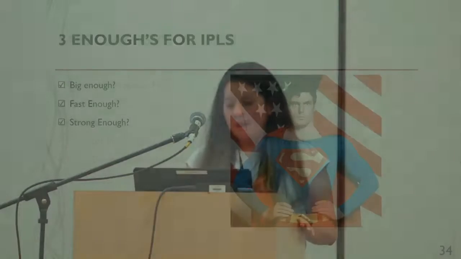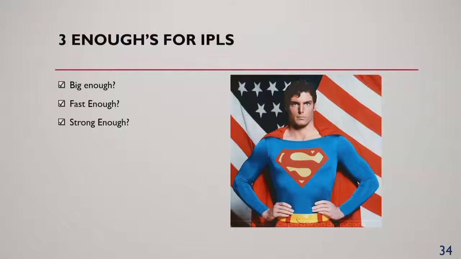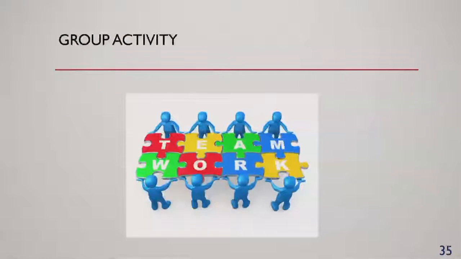Things that we look at that are IPLs are independent safety devices, safety instrumented systems, interlocks, things that'll automatically shut down the process. And, not to be confusing, but operator intervention could be seen as an independent protection layer, assuming that it is completely independent from how the scenario starts. So quickly, really, the three enoughs for IPLs we're looking at is if it's big enough, fast enough, or strong enough.